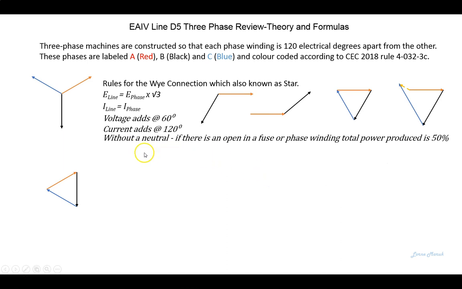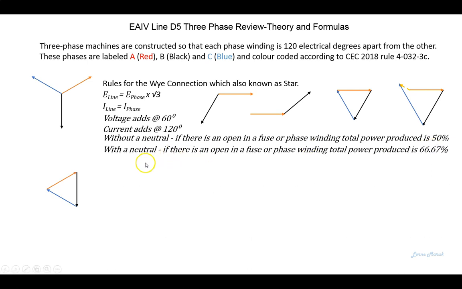In a Y-connected system, if we have an open fuse or an open phase winding, it will produce 50% power. It's also known as single phasing. And if we happen to have a neutral in this system, and we have the same scenario, open fuse or open winding, our total power produced will be 66.67%. I will look at these calculations in a little more detail in another presentation.